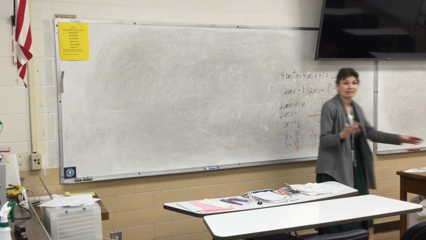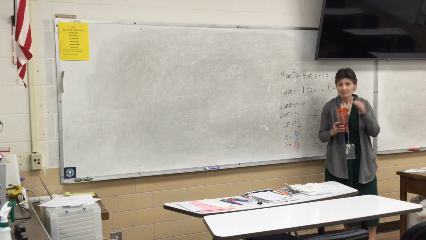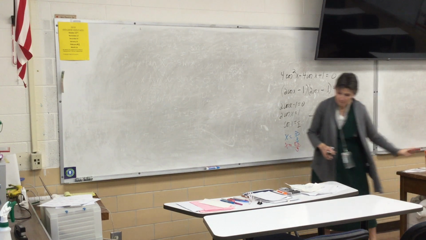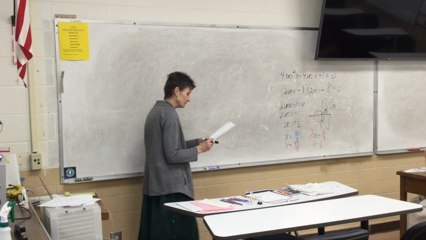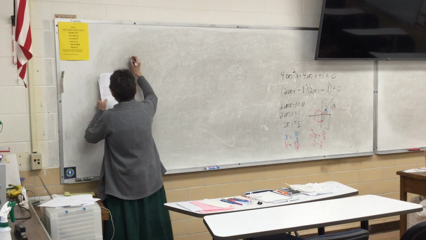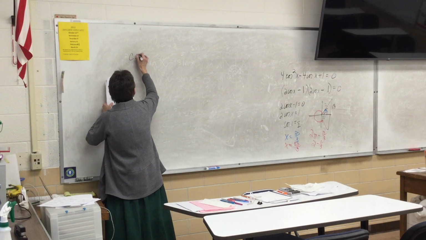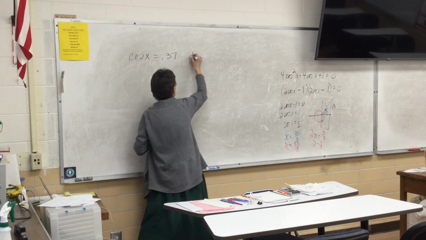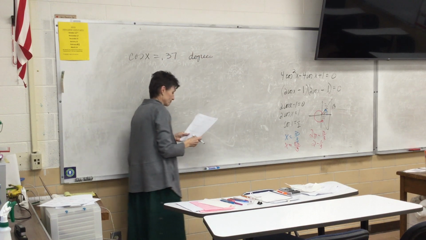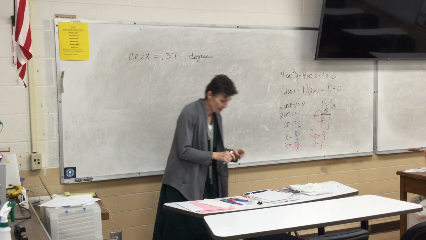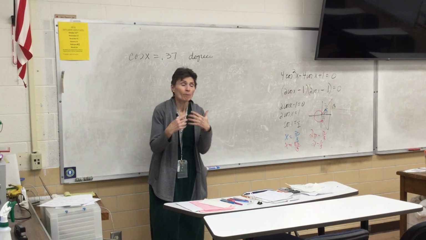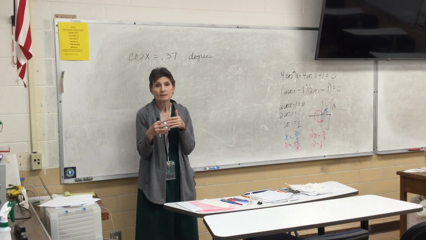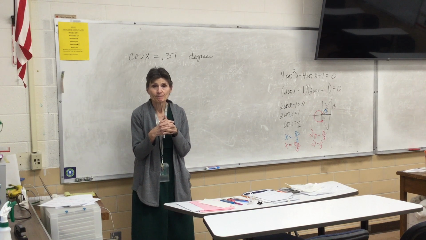So let's just do it in degrees first. We just have to start with something, so we'll start with degrees. And it says, solve cosine x equals 0.37. And I'm going to do it in degrees first. Now, I'm going to use my calculator, but there are parts of this that are very, very similar to what we do without a calculator.